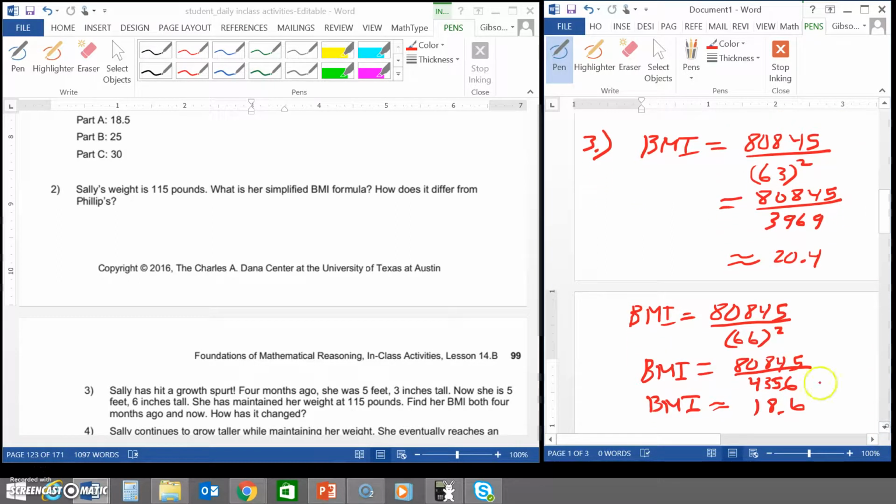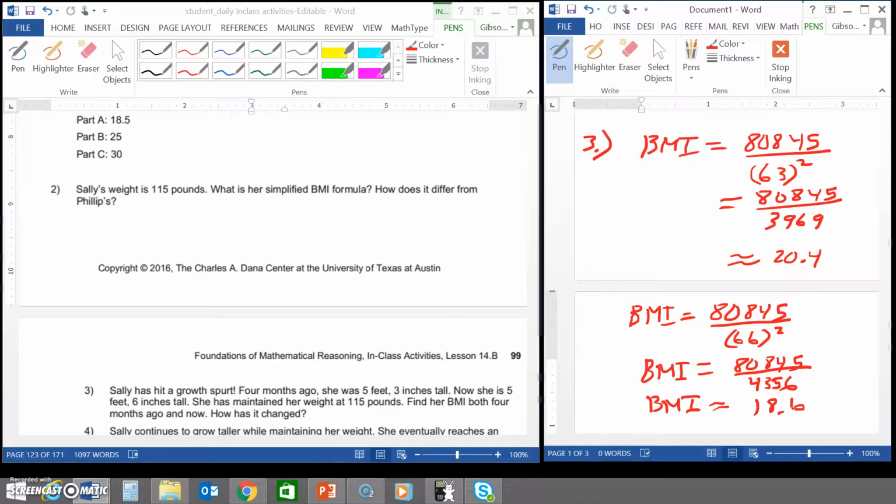Now we go with her growth spurt. We still would take the BMI being 80,845, but because she's 5 feet 6 inches now, it'll be 66 that we put in for the height and square it. When we take 66 squared, it'll be 4,356. Now we would take 80,845 divided by 4,356, and the BMI is 18.6. So basically what you could say here is that since she maintained the same weight but got taller, her BMI got smaller.